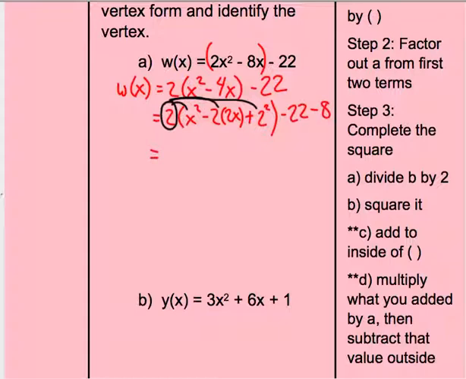So when I factor this, the GCF stays out front. What's inside the parentheses factors as a perfect square trinomial. And then outside the parentheses, we simplify to get a negative 30. So our vertex is 2, negative 30. Remember that lead coefficient, that 2, doesn't affect the vertex. That would be a vertical stretch by a scale factor of 2. That is not a shift, so that doesn't matter when we're looking for our vertex.